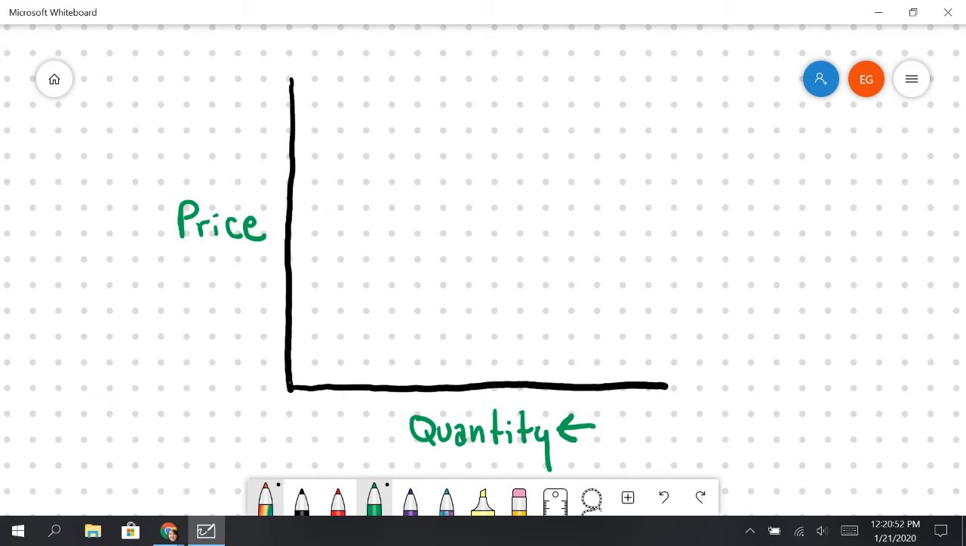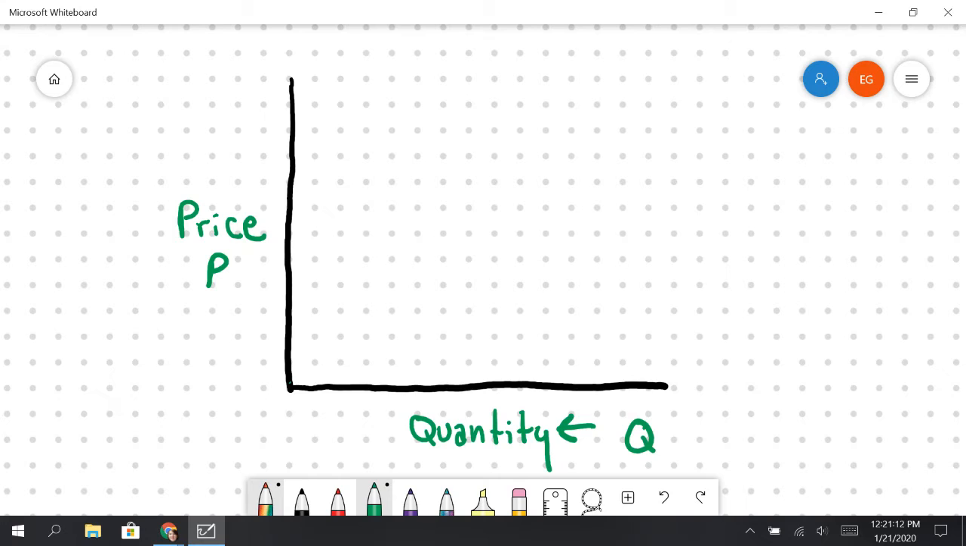Now on the y-axis, you have price. So as price goes up, it goes up on the y-axis. Using those, you might see price just as a P and quantity as a Q. So for a supply and demand graph, you have two lines.